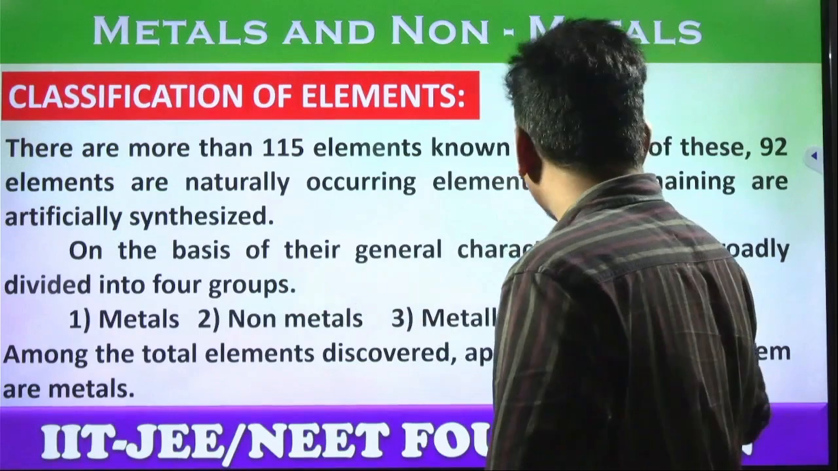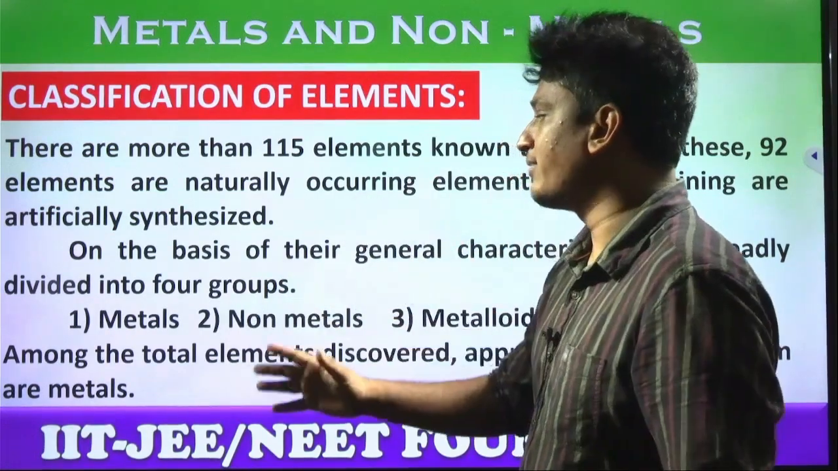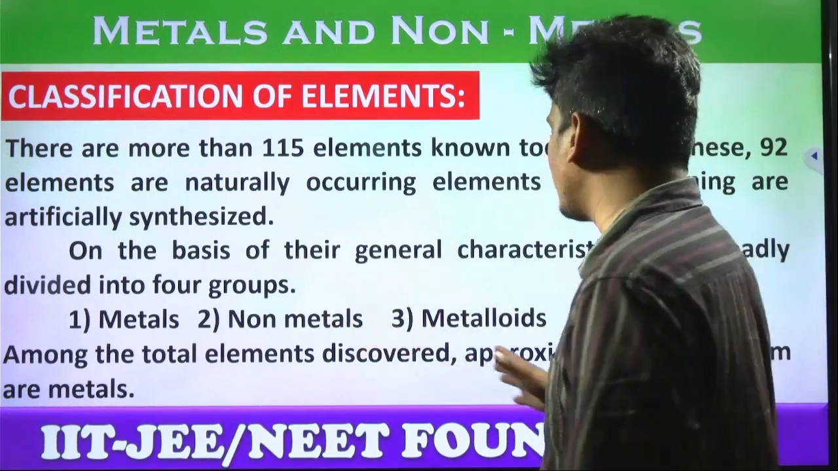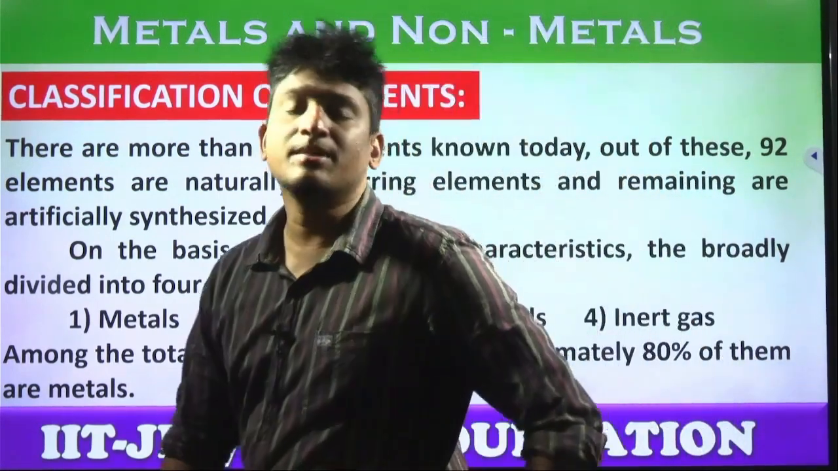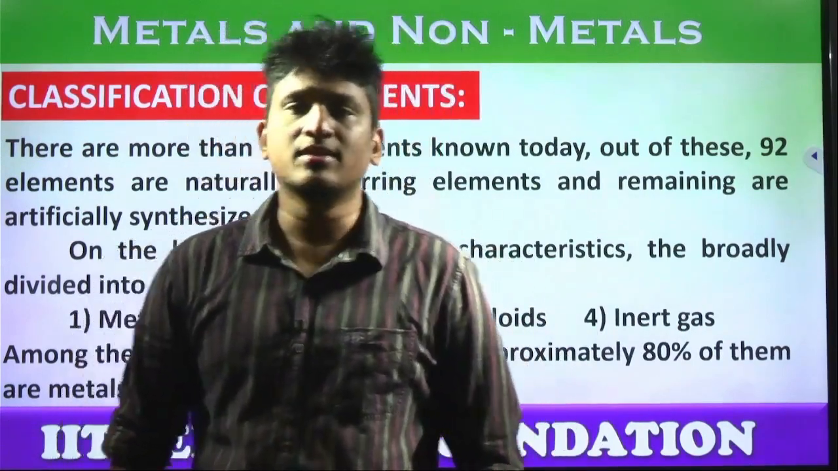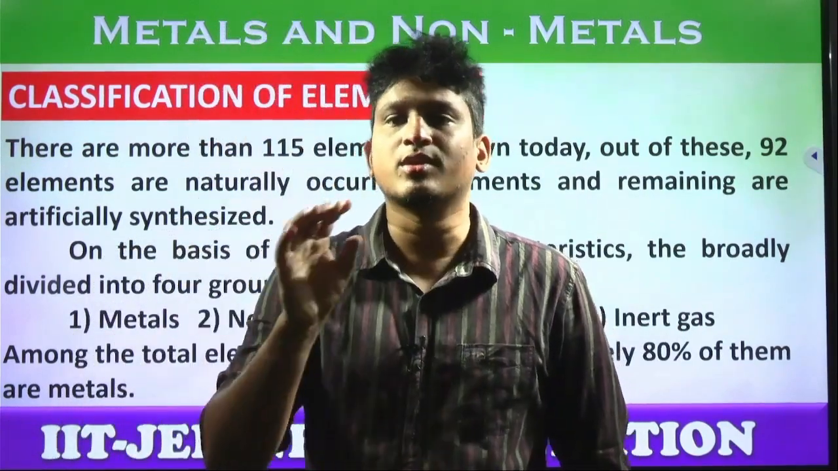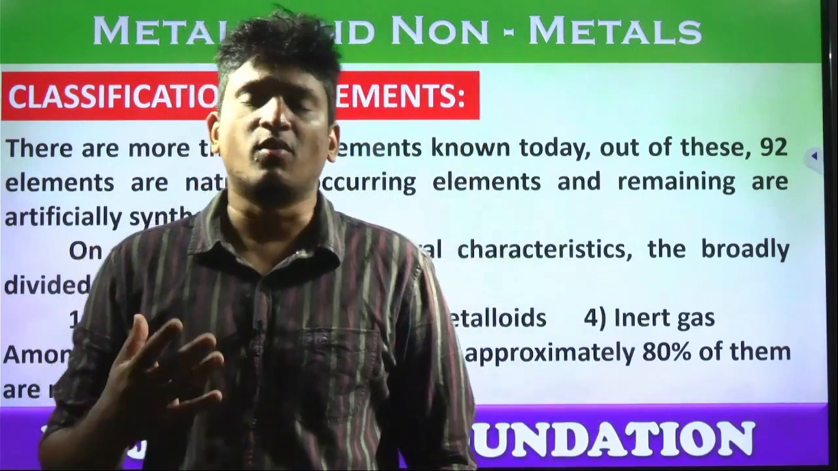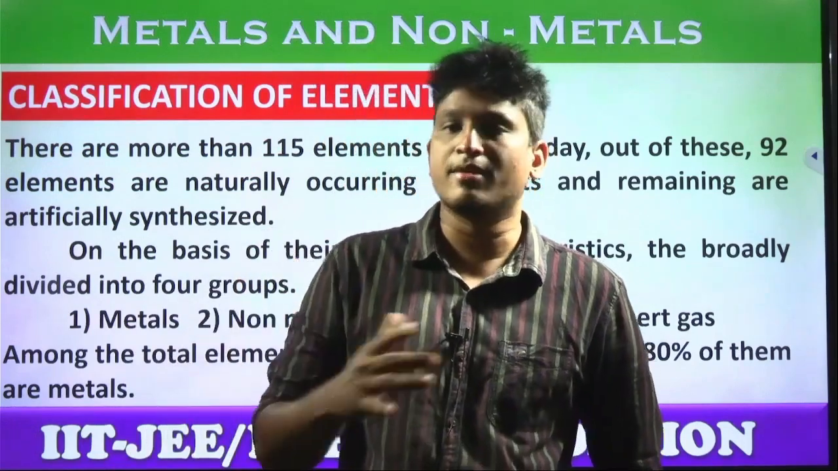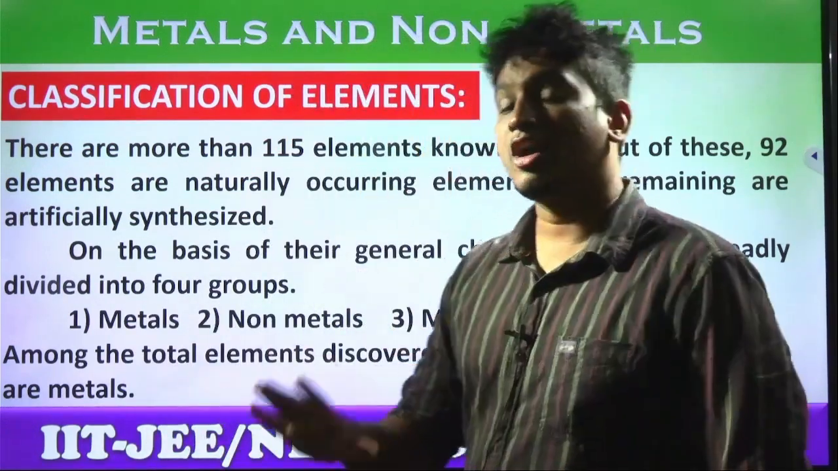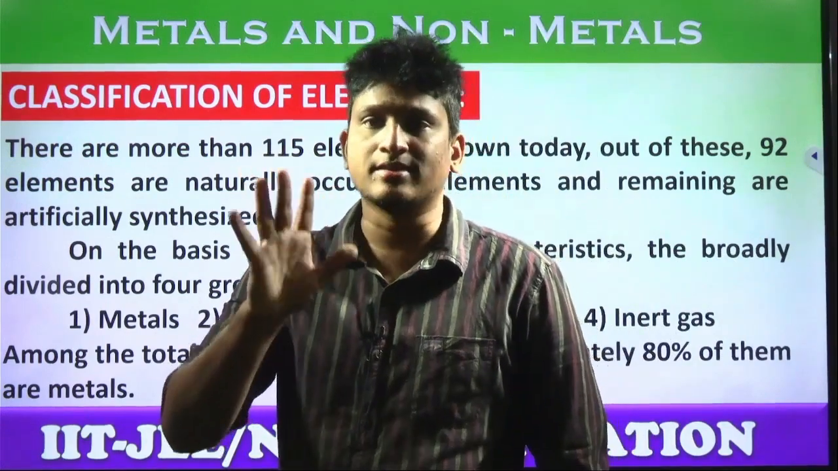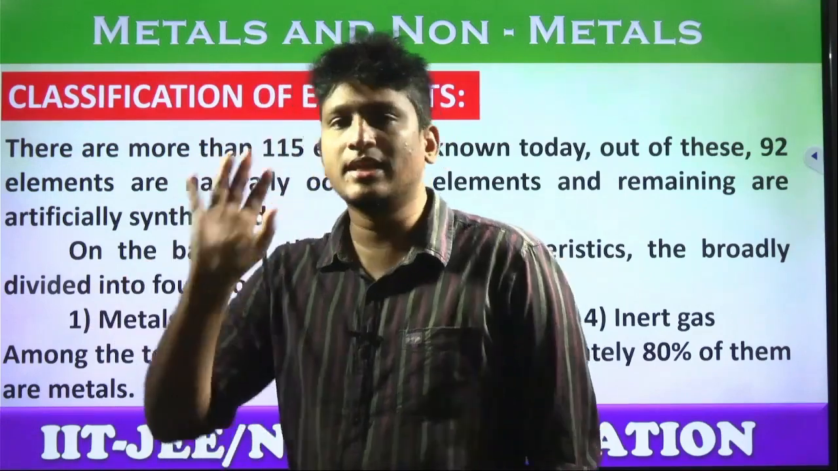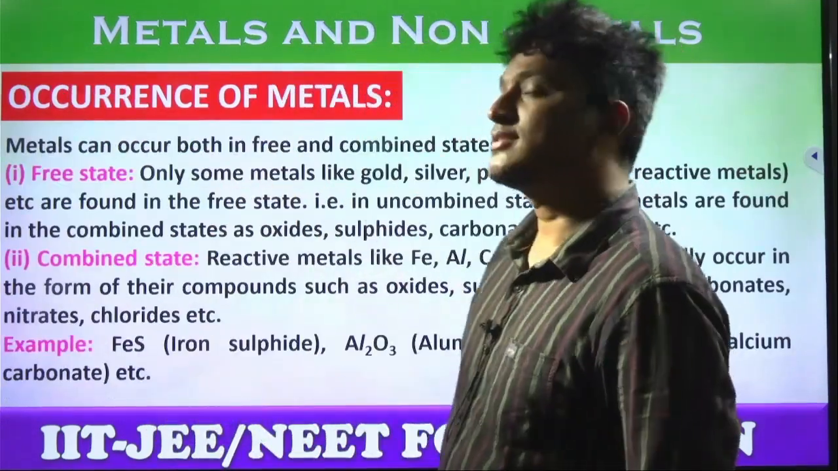On the basis of their general characteristics, they are broadly divided into four groups: metals, non-metals, metalloids and inert gases. Among the total elements discovered, approximately 80% of the elements are metals only. That means a major portion of the periodic table is occupied by the metals only. What are these metals? Why are we calling them metals? What are the characteristics of metals? What are their physical properties? Everything we'll discuss, students. So in total, how many types? Four groups: metals, non-metals, and also the other set of elements called metalloids and noble gases also.